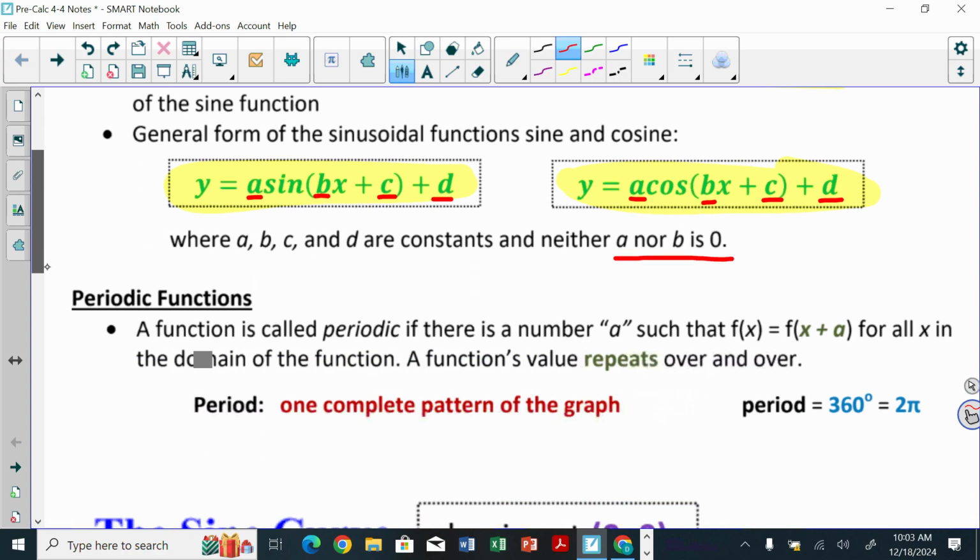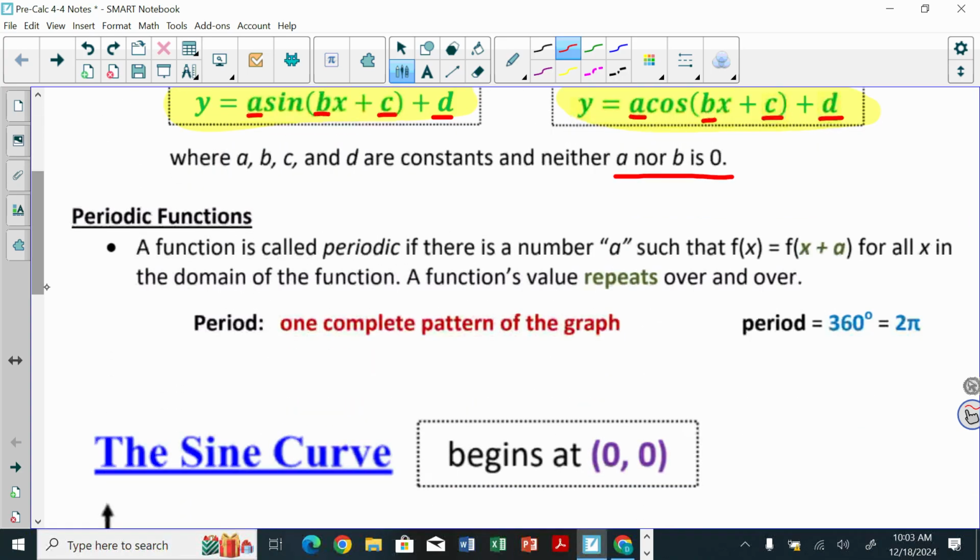So let's get to the basics of it. A periodic function: a function is called periodic if there's a number a such that f of x plus a equals f of x for all x in the domain of the function. It repeats over and over. Basically, that's all it's saying, like the sine curve does and like the cosine curve does. So a period, we could say, is one complete pattern of the graph. It starts at one place, stops at the same place, and then repeats over and over again after that.